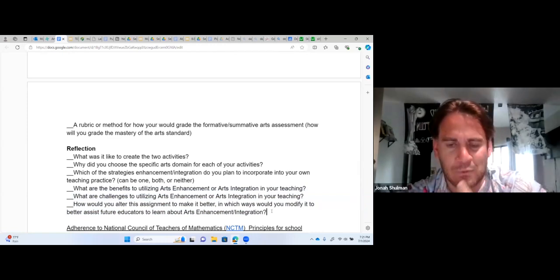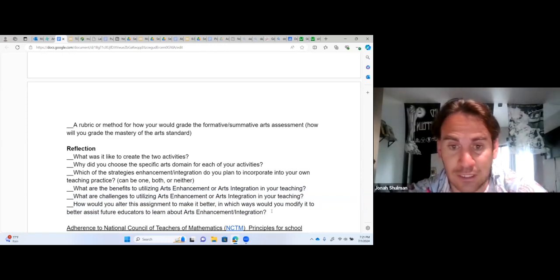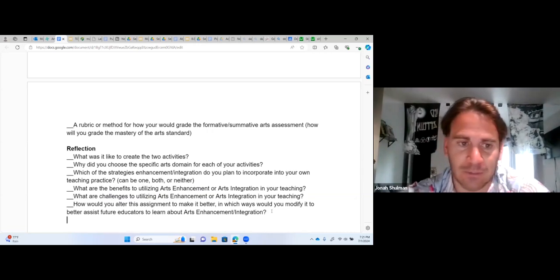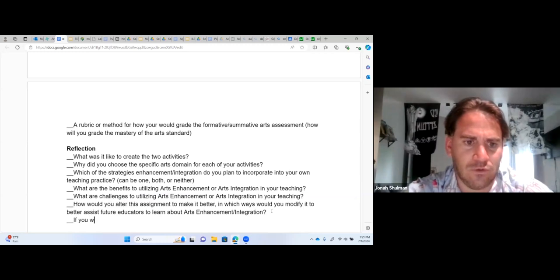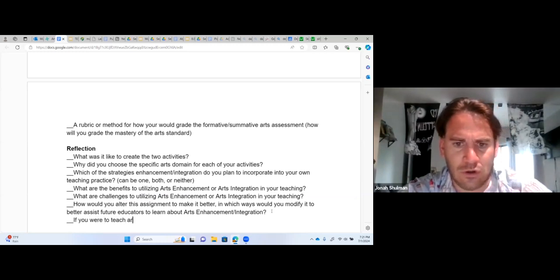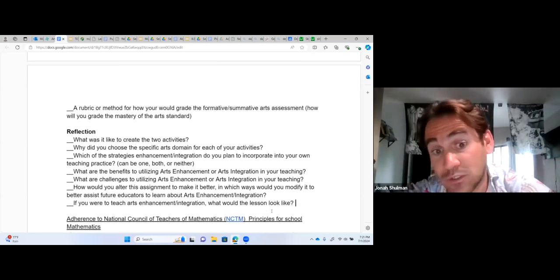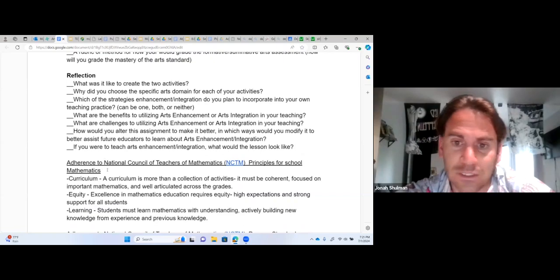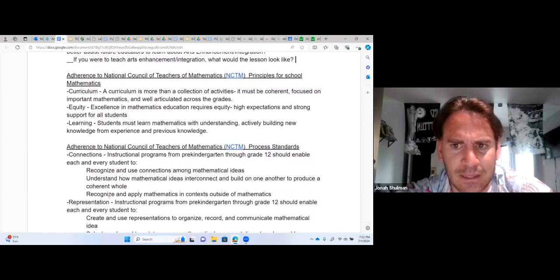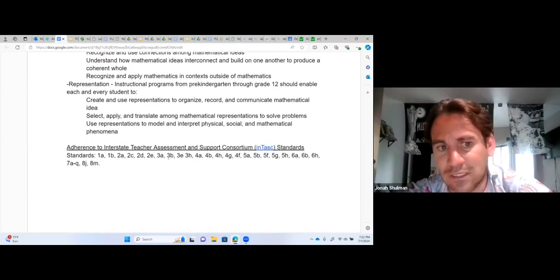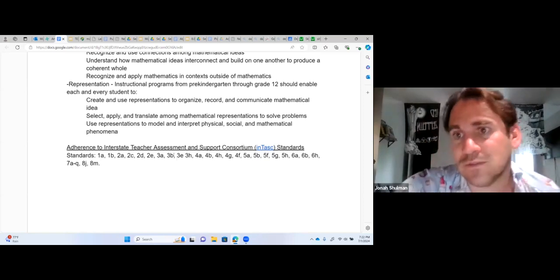So basically, if you were to teach about arts enhancement and integration, what would the lesson look like? That's what I'm really curious about, how to make it better. These are the adherence to NCTM, these are the process standards, and these are the InTASC standards that you get to learn by doing this assignment.